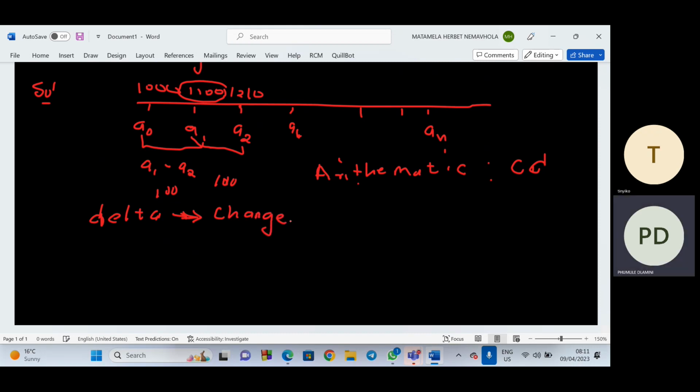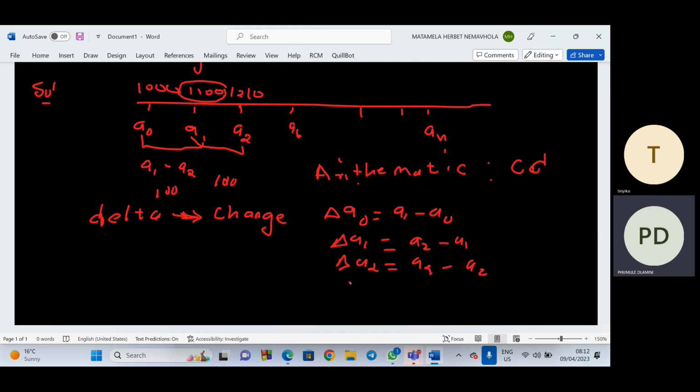It means change. So change is represented by a triangle like this. It means the change between this sequence, from A0 to A1. We can say the change at A0 is going to be A1 minus A0. And the change at A1 is going to be equal to A2 minus A1. And the change again at A2 is going to be equal to A3 minus A2.